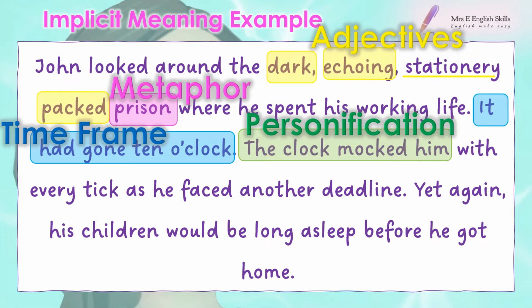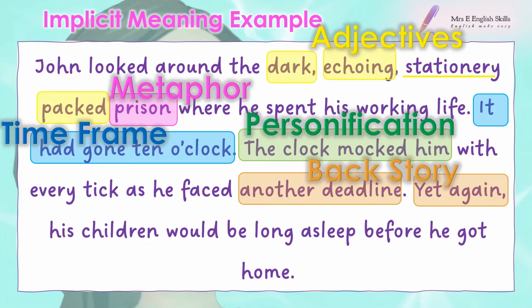And how he feels about the clock, he's looking up at it, but what's the point in looking up at it when he knows he shouldn't even be there in the first place? So we can analyse that as why he feels the clock is mocking him. Then we've got the information that this is another deadline, and yet again his children will be asleep before he got home. So this explains the backstory.